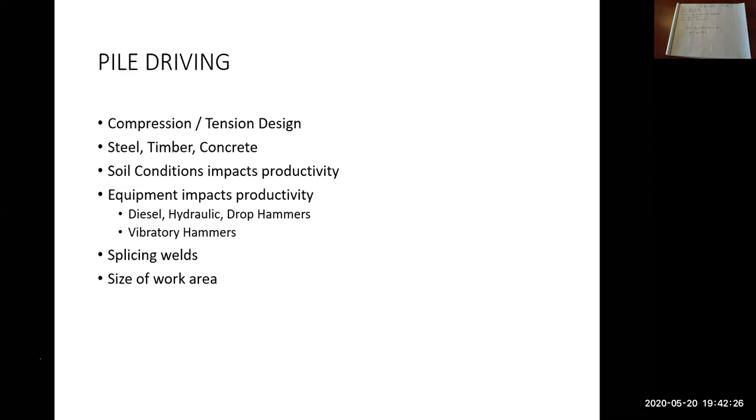So pile driving. So, different types of piles. Compression meaning being squeezed together, or tension being pulled apart. Piles can be various types of materials. So steel, timber, concrete are the three main ones. Steel being probably the main type, then timber and then concrete.